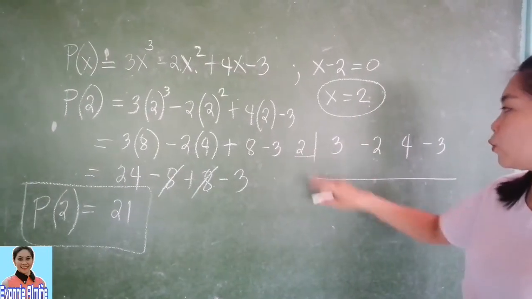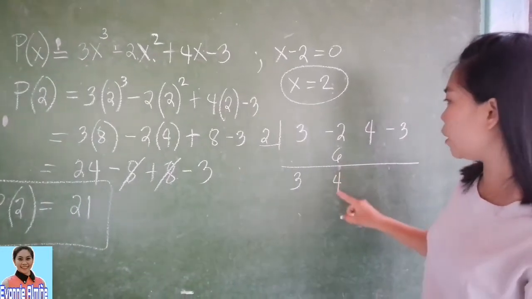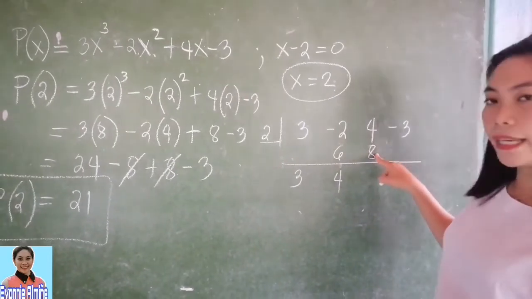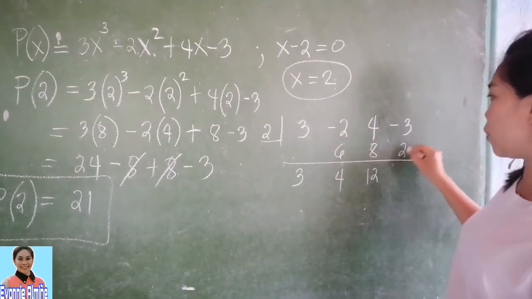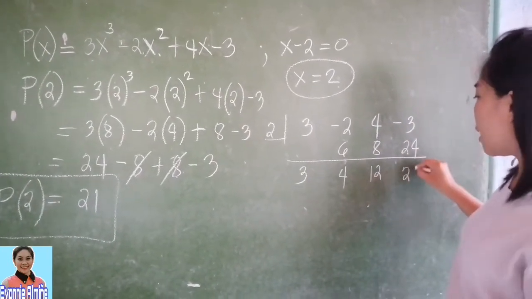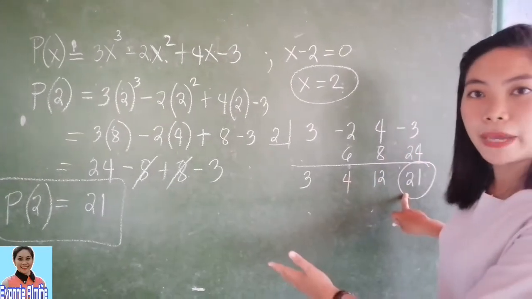So, we have to bring down 3. 3 multiplied by 2 is 6. Negative 2 plus 6, you have positive 4. 4 multiplied by 2, you have 8. Then 4 plus 8, you have 12. Multiplied by 2, you have 24. So, negative 3 plus 24, you have 21. Okay. Now, take a look at both remainders.